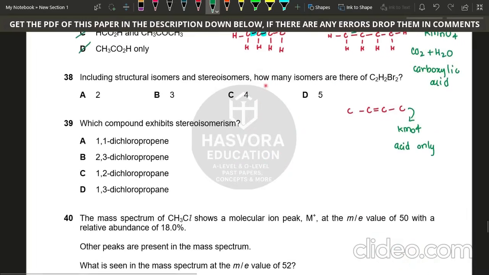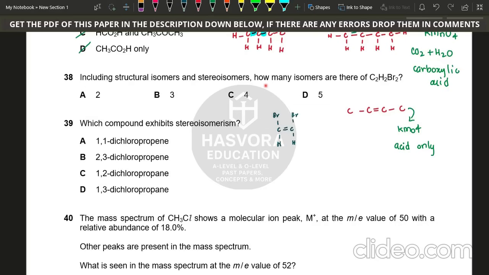Okay, then question number 38 says, including structural isomers and stereoisomers, how many isomers are there of C2H2Br2? So if you make the structure for this one, it is C2, so 2 carbons, 2 bromines, okay, and 2 hydrogens. This means that there is a double bond here. Okay, so this is your one structure.